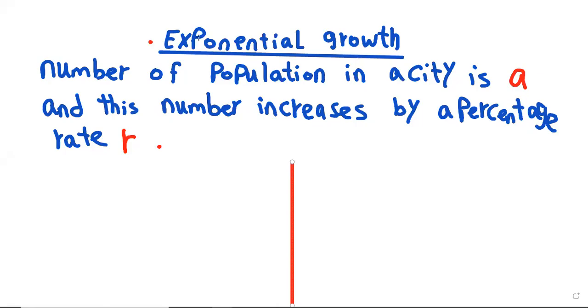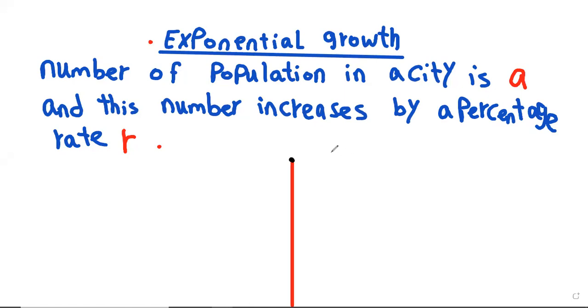Our today's lesson is about exponential growth. So if the number of population in a city is A, and this number increases by a percentage rate R, what is the number of people in the city after 1 year? Let's take an easy example before deducing the rule.